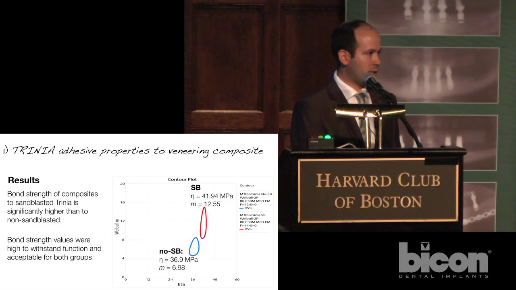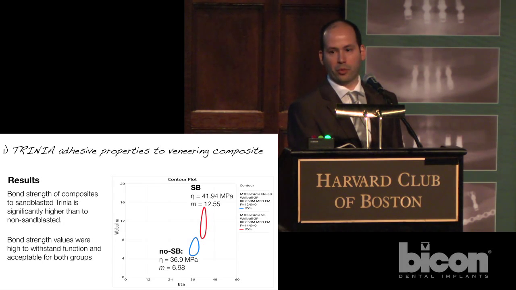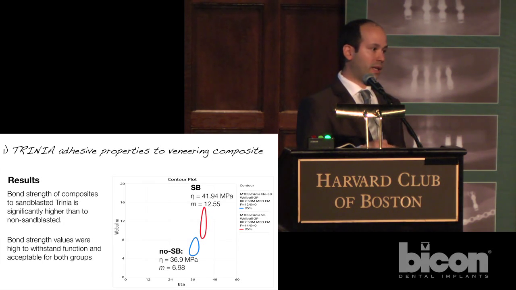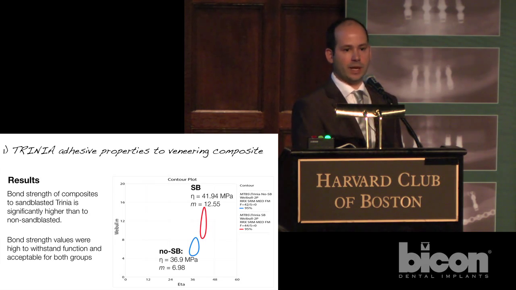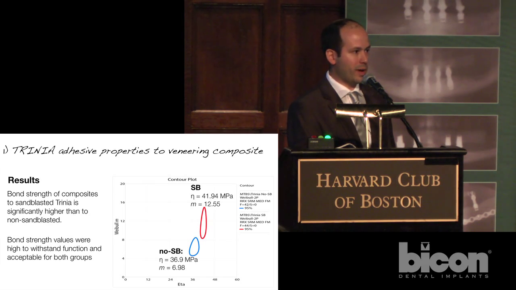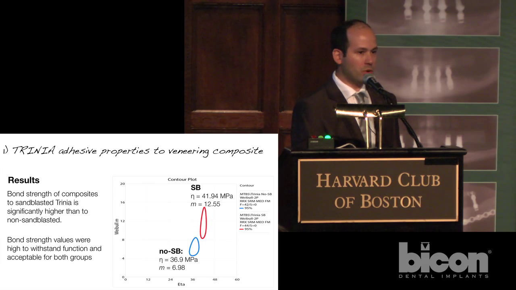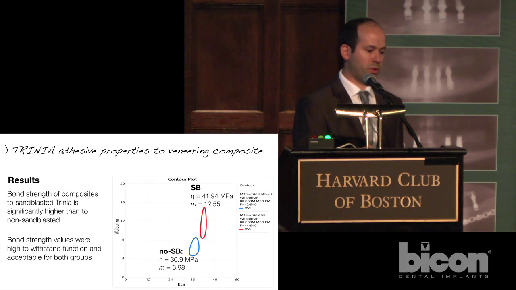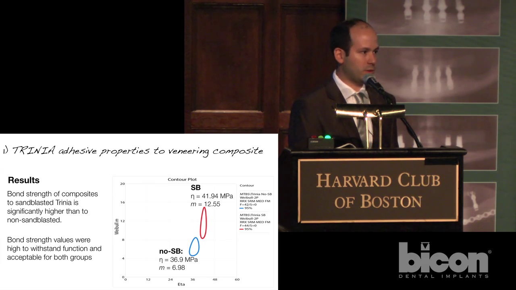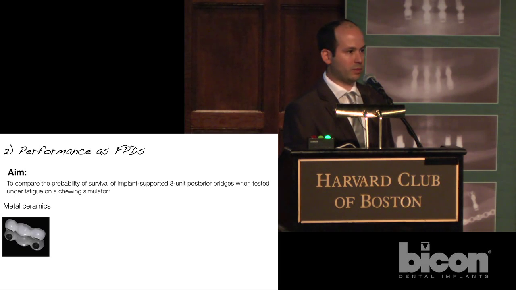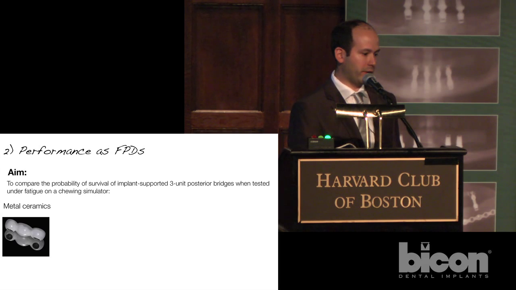And our findings were that bond strengths were high for either group, but there was a significantly higher bond strength when we sandblasted. Do we really need that much strength? Of course we do, and we recommend sandblasting, although the difference is not that much. If we see the numbers, it's 41 as opposed to 36 for a non-sandblasted Trinia surface. But yes, it will be nice to sandblast them prior to composite veneering.